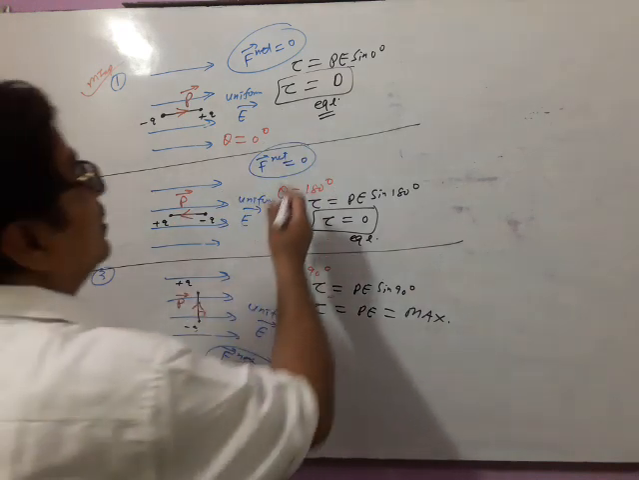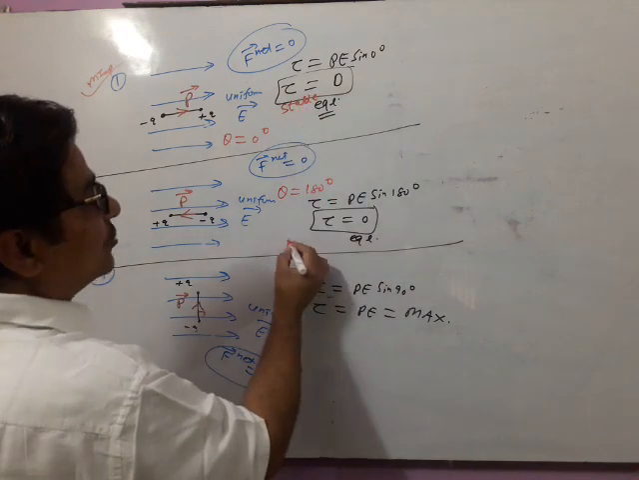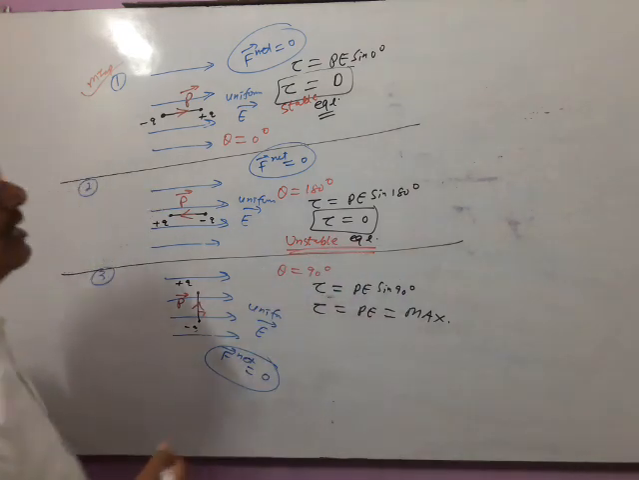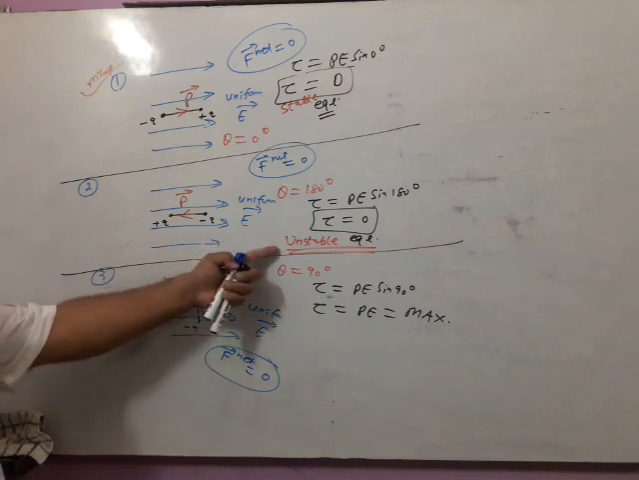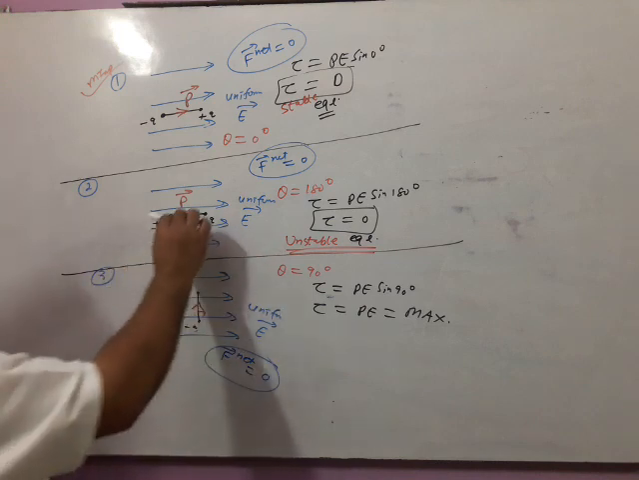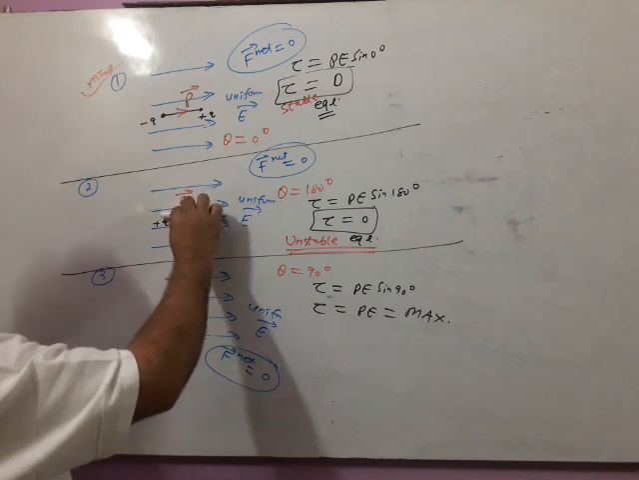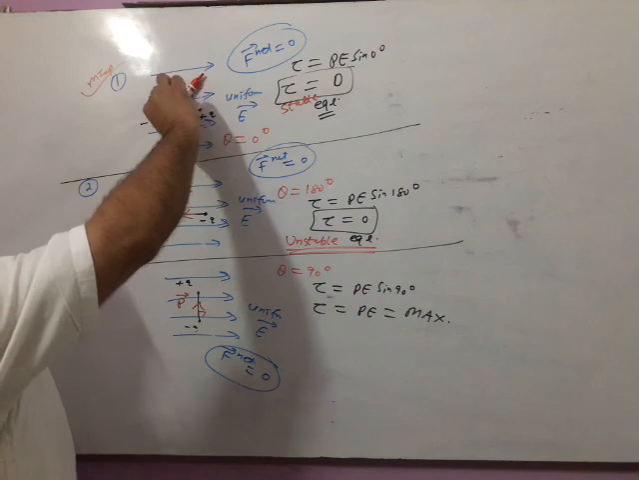Now this is called stable equilibrium and this is called unstable equilibrium. In your examination, it is inquired which type of equilibrium. Unstable equilibrium means on disturbing this, it will never come back to the original position. Stable equilibrium means on disturbing this, it will come back.